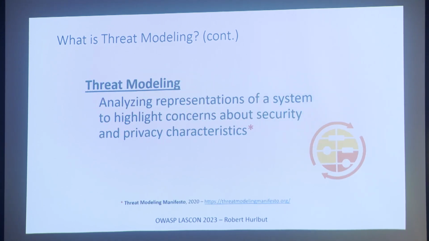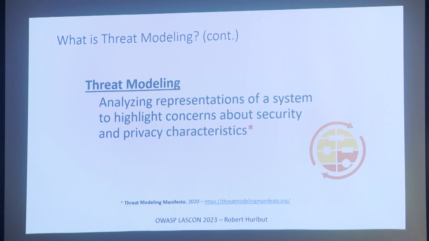Now, this is a definition from the Threat Modeling Manifesto: analyze representations of a system to highlight concerns about security and privacy characteristics. And so what does that mean versus what it's not? Well, what it's not is pen testing. It's not code review. It's not a lot of automated scans. Instead, it's really trying to think. It's a thinking tool. And the beauty of it being a thinking tool is that anybody can get started with this. Anybody can do it. And we already mentioned that.